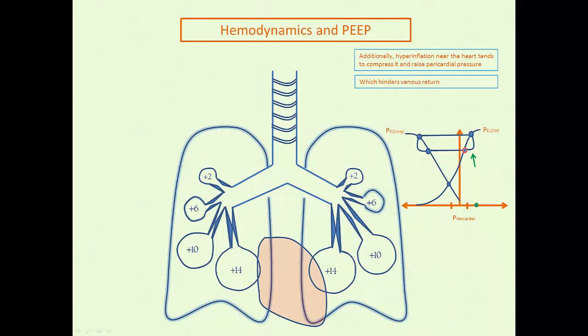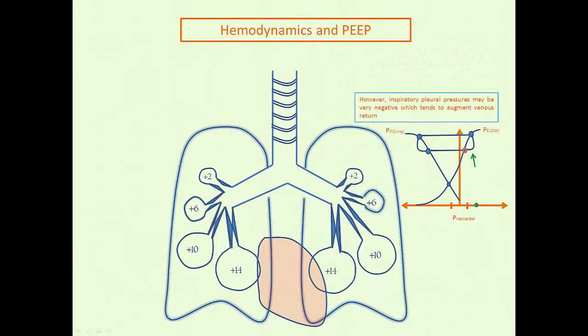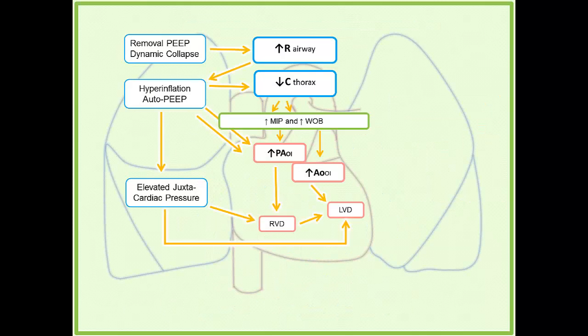And that tends to hinder venous return. But during a big inspiratory effort, there may be very negative pleural pressures, which then tends to augment venous return. And overall, in patients with COPD exacerbations, there tends to be a net increase in venous return.